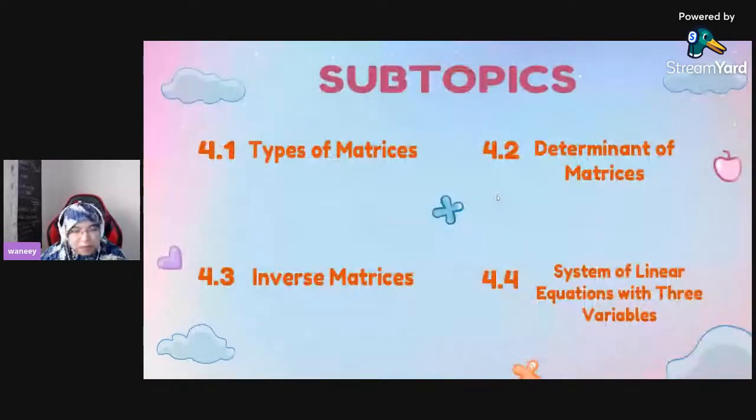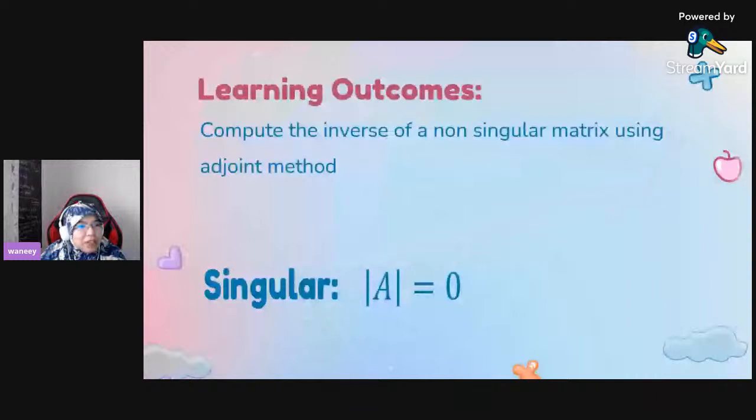Right, so the subtopic. So for today, we are going to do 4.3 inverse matrices. So we have done the types of matrices. We have calculated the determinant of matrices, where we learned how to find the minor cofactors and then how to calculate the determinant by using cofactor expansion. So today we are going to proceed with the inverse matrix. The learning outcome: compute the inverse of a non-singular matrix using the adjoint method. So today we are going to look at the adjoint method and then one more, actually, the property.